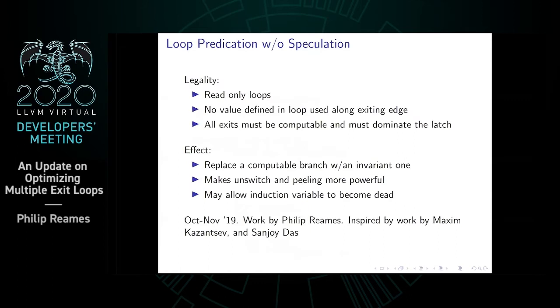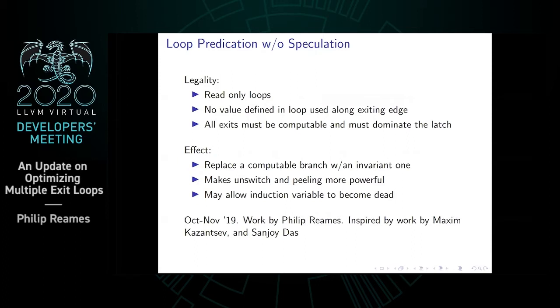Just to say a little bit about that legality, this is only a legal transform when we have a read-only loop with no side effects, and there's no value defined in the loop that is used along the exiting edge. The key reasoning here being that we have to be able to be sure that changing the iteration count at which we exit is not visible, because we're actually shifting the exit count from being in to being the first iteration.